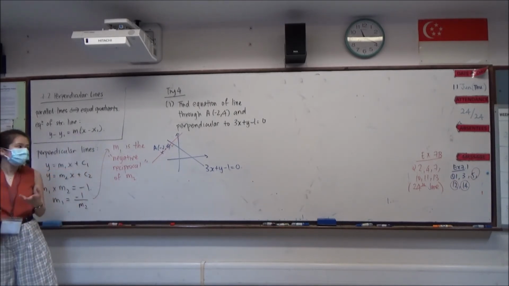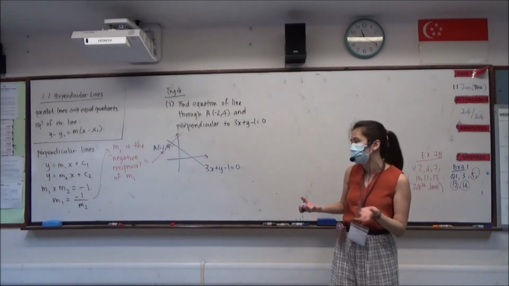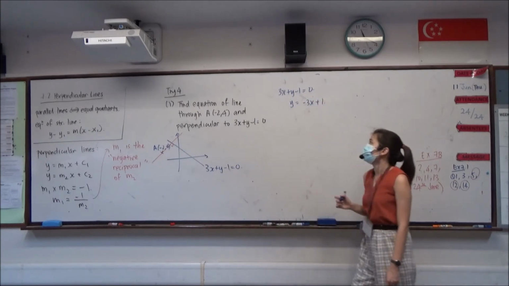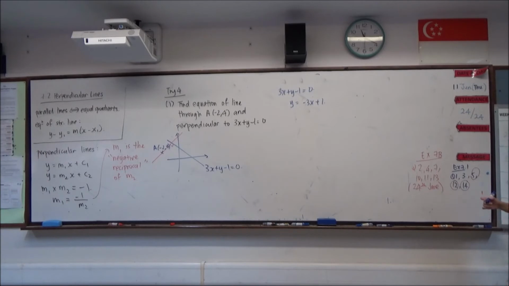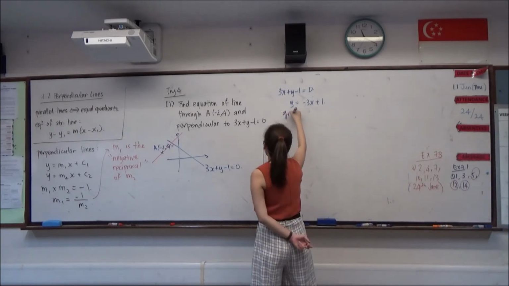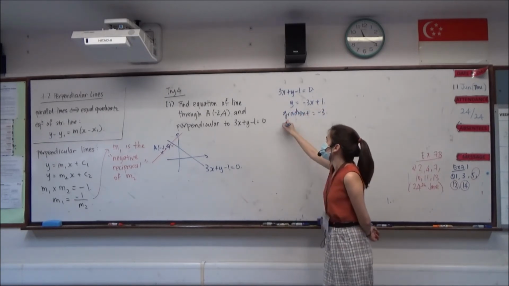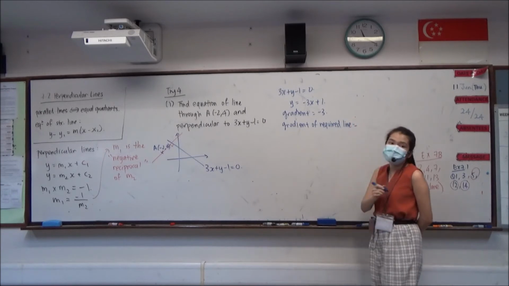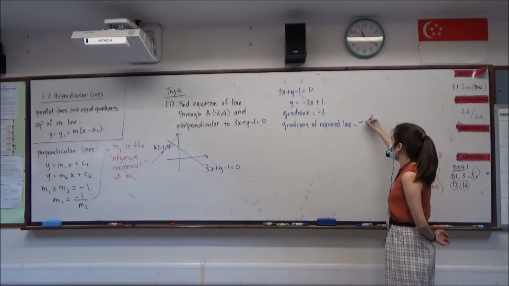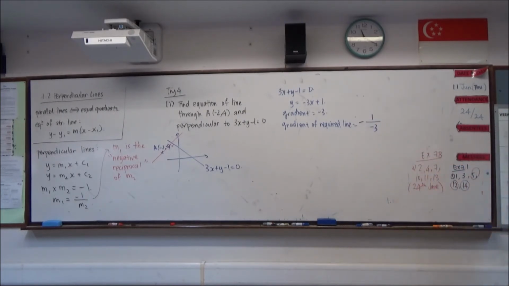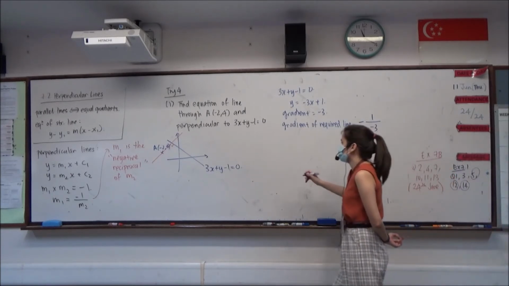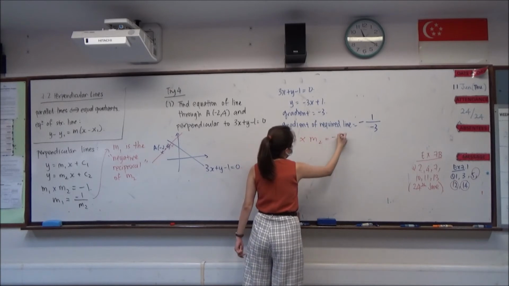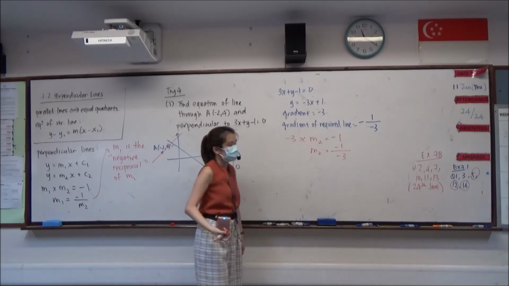Because the question says it is perpendicular, we need to understand the gradient of the first equation. We make y the subject, so y = -3x + 1, and we find that the gradient is -3. The gradient of the required line will be the negative reciprocal, so -1 over -3. Otherwise, you can think of it as -3 times m2 equals -1, so m2 equals -1 divided by -3. It's the same thing.